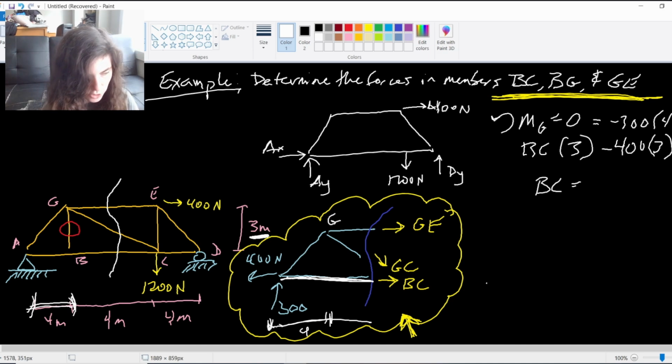So just doing the algebra on that, punch that into a calculator, it gives me that BC is 800 newtons, and it came out positive. So it is in tension.